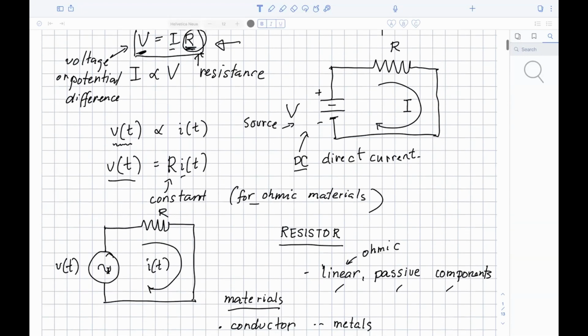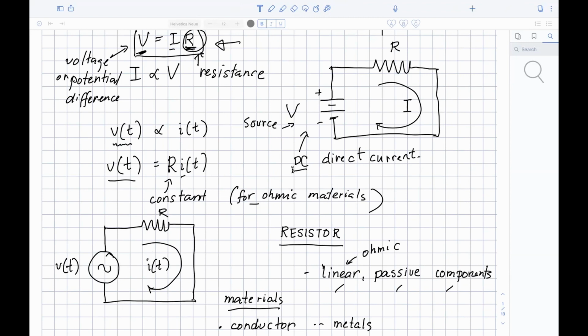Ibig sabihin in circuits, di ba? Pag kunyari AC, yung signal mo, may resistor ka dyan. Yan. Tapos yung measure yung current pumapasok dito, I of T. Yan. Tapos constant ang R. No? So itong I of T, proportional lang. Kung itsura ng V of T, kamukha rin ng I of T.